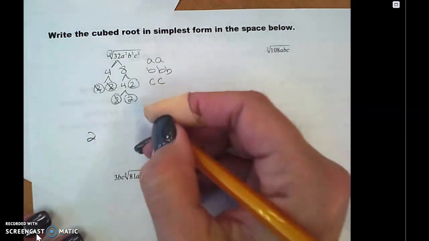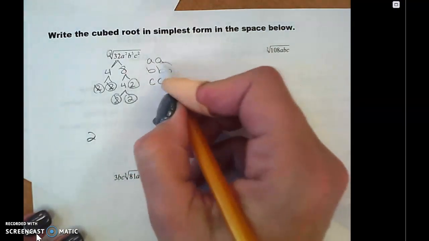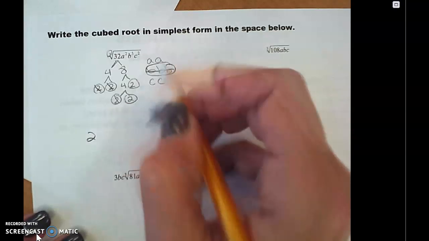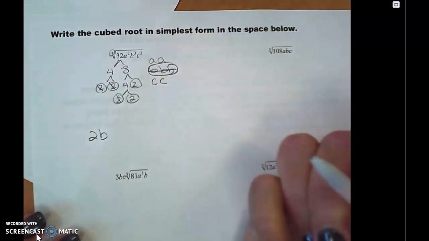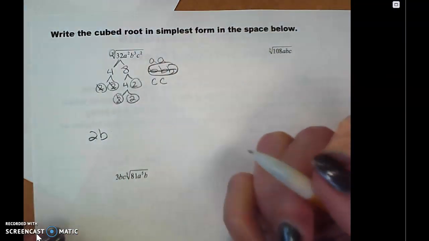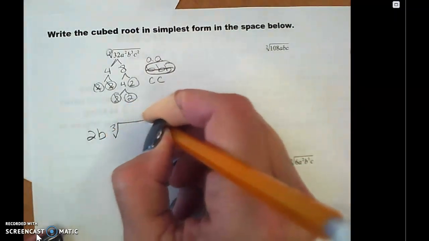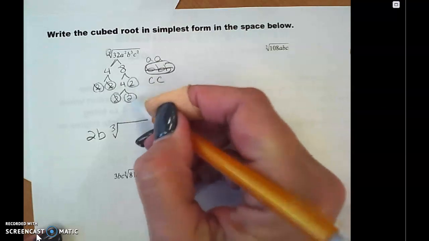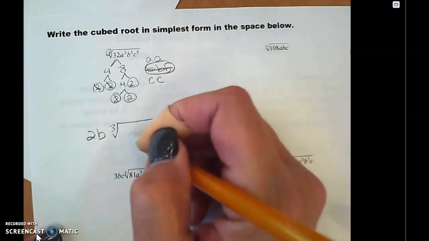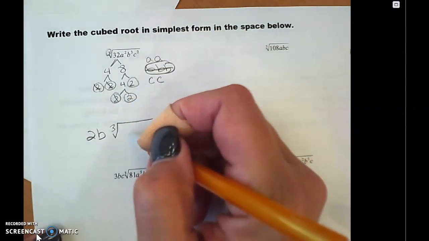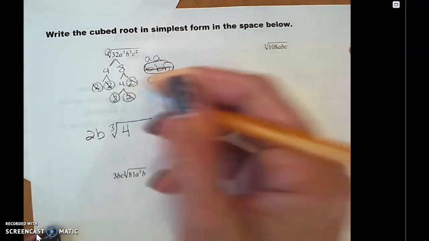These 2s are going to have to stay inside. Let's look at our variables. This is the only set of 3 that can come out, and it comes out as a B. Okay, I'm ready to do my cube root symbol. And inside, 2 times 2 stays inside. And I'm going to multiply those, so I'm just going to multiply them now. 4. 2 times 2 is 4.